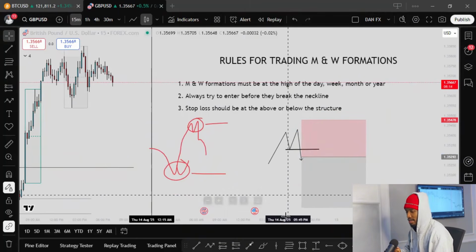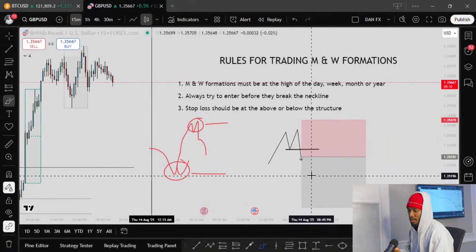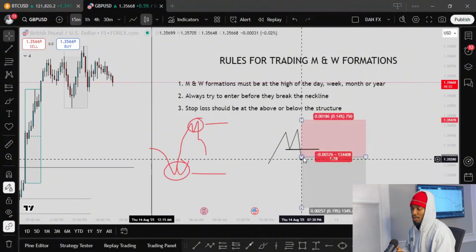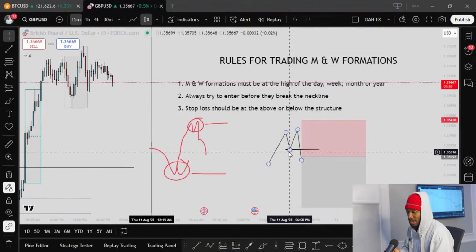Right? But here's the thing. This is going to affect your risk reward. You're not going to get clean risk rewards. You're not going to get up to like a 1 to 3. You're usually going to get like a 1 to 1, 1 to 2. But if you want to increase your risk reward, you need to enter before they break the neckline. By the time they're breaking that neckline, it's already too late.